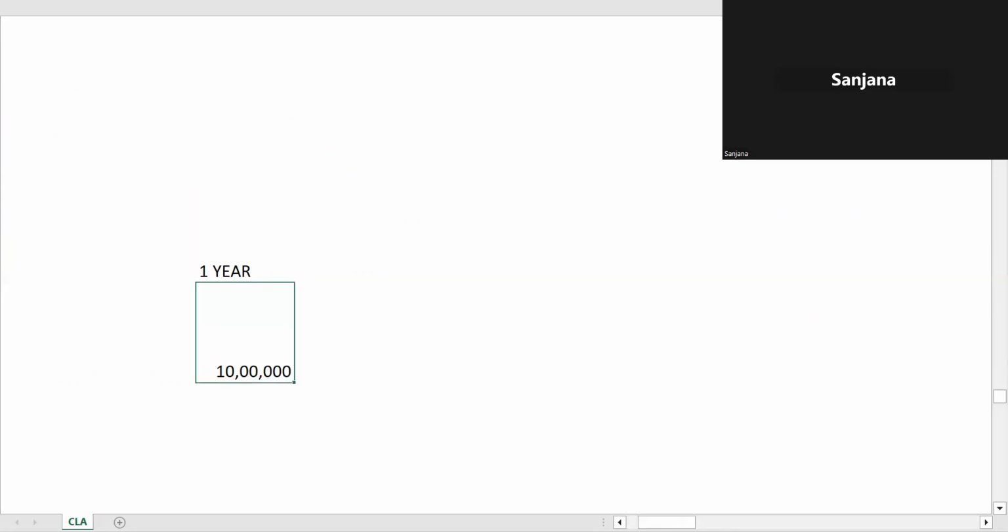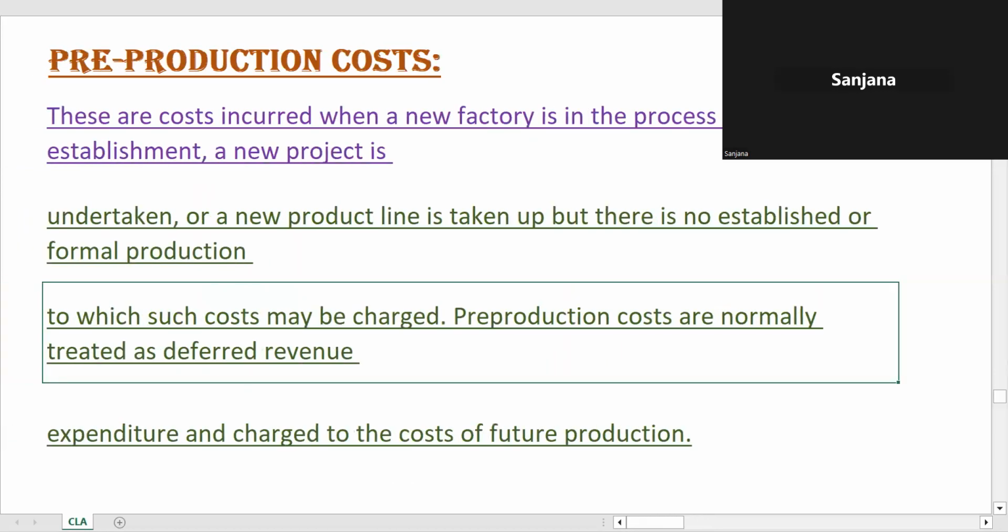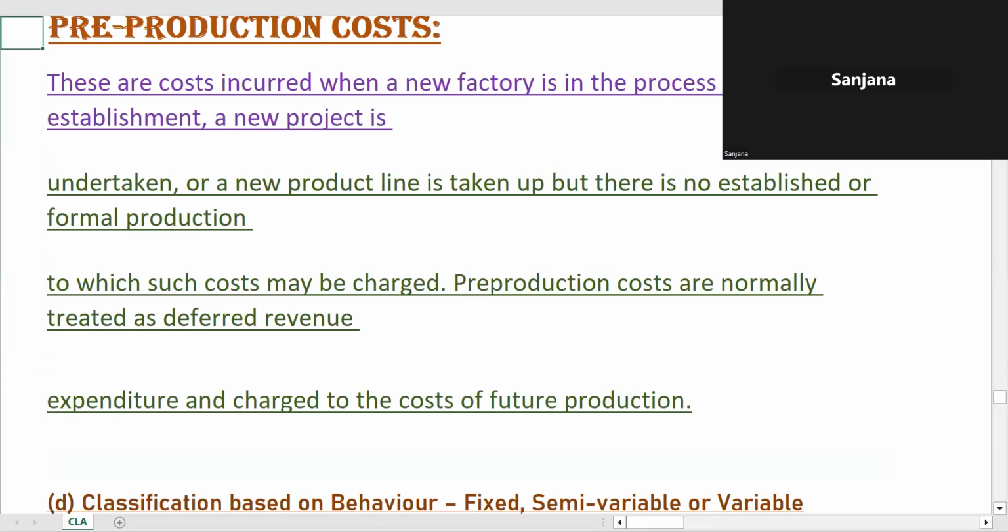Okay, this will be pre-production cost. What I will do about this is I'll spread it in the future production. Let's say 2 lakhs over the next 5 years. So you can do something like this. This is called deferred revenue expenditure. You are deferring it to many years. This is called pre-production cost.